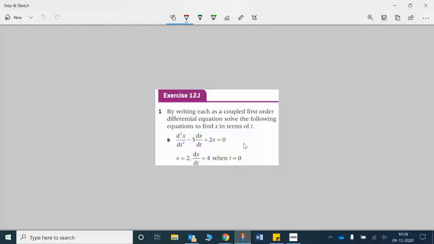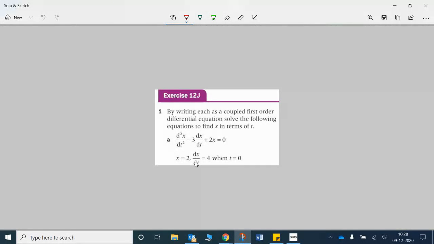So it says, by writing each as a coupled first order differential equation, solve the following equations to find x in terms of t. Okay, so we're given the second derivative, minus 3 lots of dx/dt plus 2x is equal to 0, and we're given some initial conditions as well. So we are not doing this via Euler's method. So how are we going to do it?